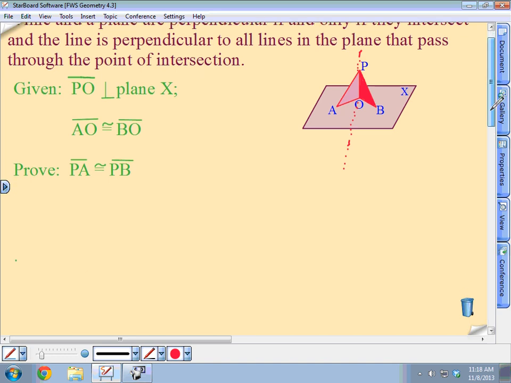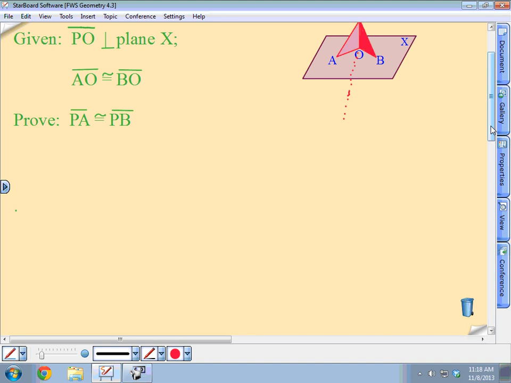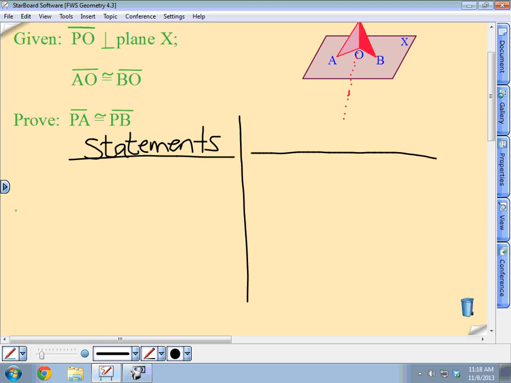So, this is the problem with drawing this because I'm going to go back and forth, right? Okay. Statements. And we've got some reasons.